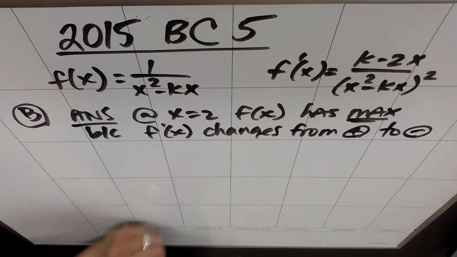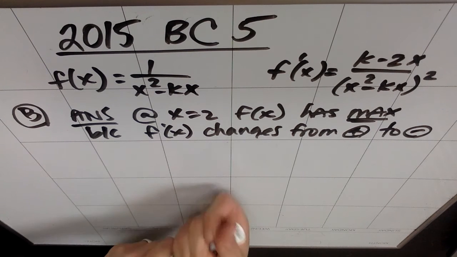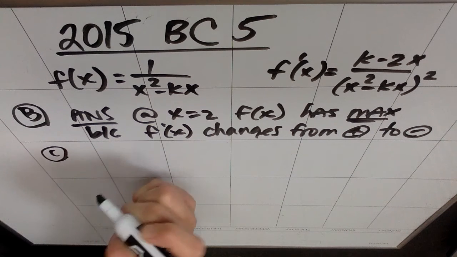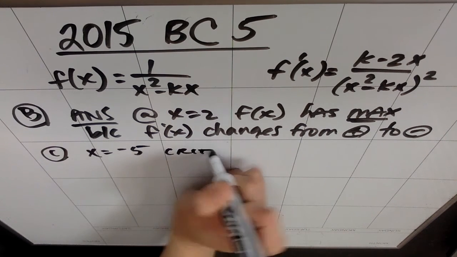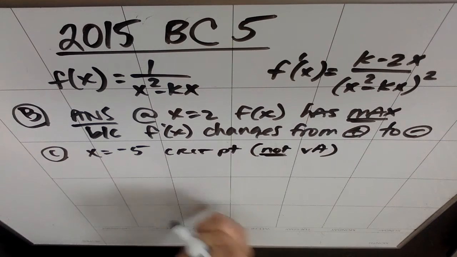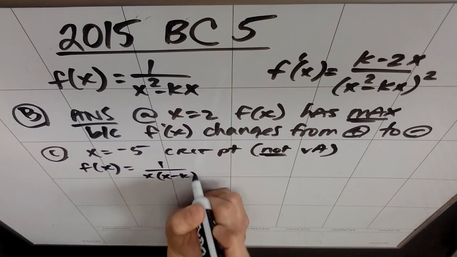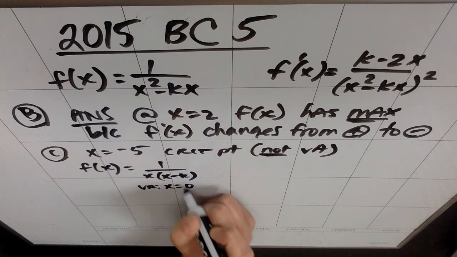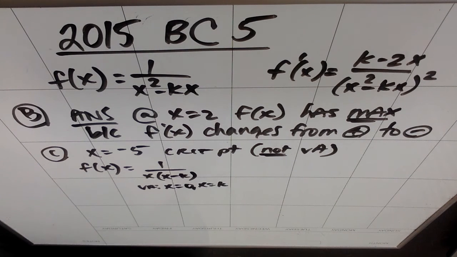Cool. Part C. Find the value of k for which f has a critical point at x equals negative 5. Okay, so in C, here's what we know. We know that x equals negative 5 is a critical point. Now, notice that that's not one of the vertical asymptotes. If you look at the original function, this original function has vertical asymptotes at x equals 0 and x equals k. That's not a critical point. A critical point is a place where the derivative is 0 or doesn't exist, and although vertical asymptotes matter, it's not the same thing. It's not a critical point because it's not a point on the graph.